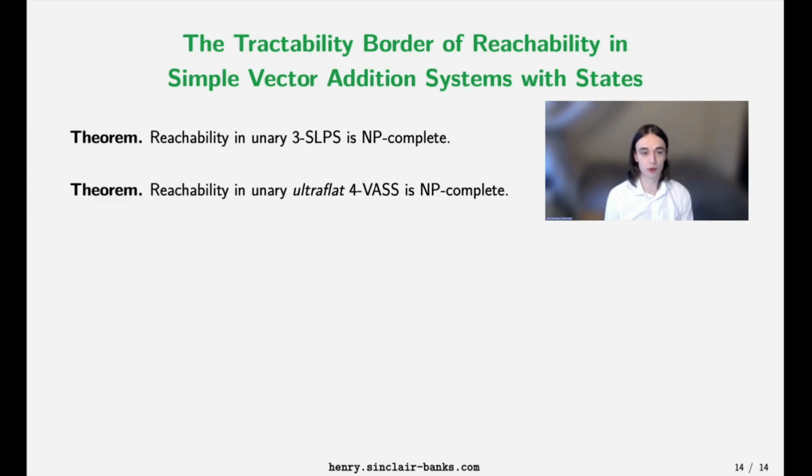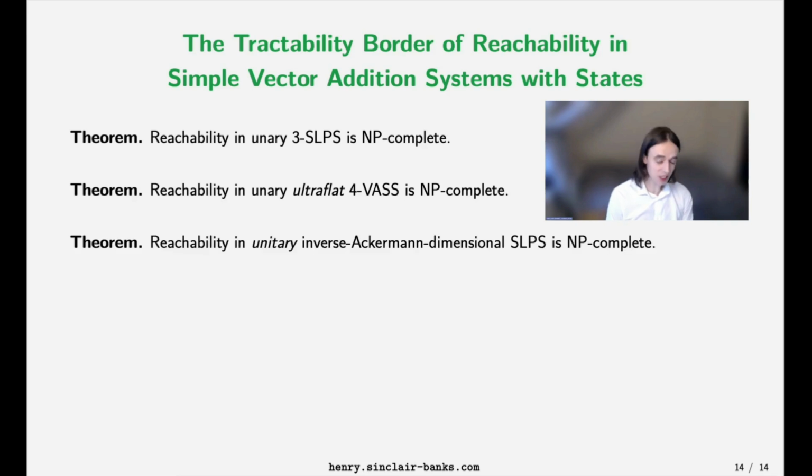We also proved that reachability in unary ultra-flat 4 VAS is NP complete. Ultra-flat VAS are an even further restricted variant of simple linear path schemes, in fact. They do not allow the counters to be updated on the transitions between the simple self loops on the states. So the vectors on the underlying path are all 0. This makes the problem even simpler, and therefore we do not have the same result, but we have that reachability in 4-dimensional systems is NP hard. We have to pay 1 counter for this extra restriction.